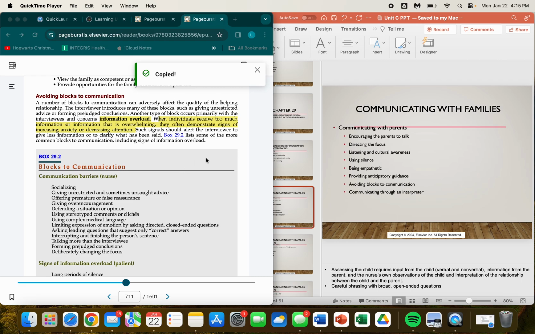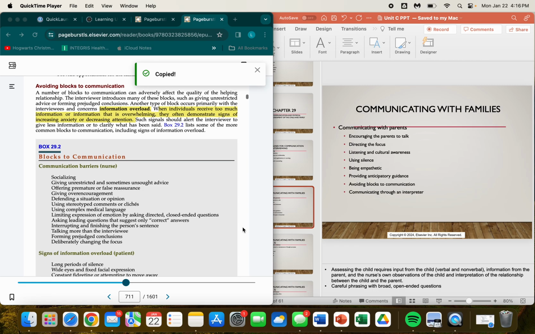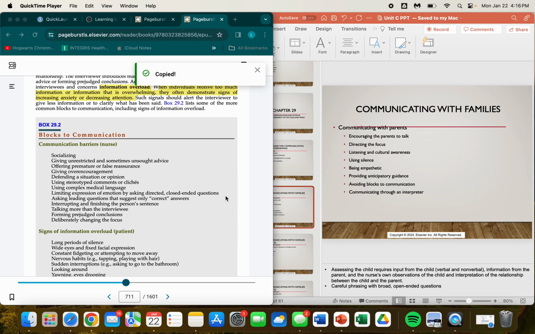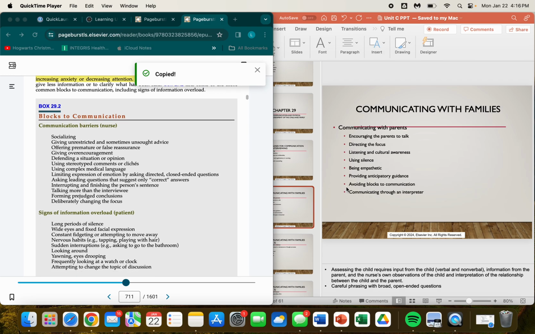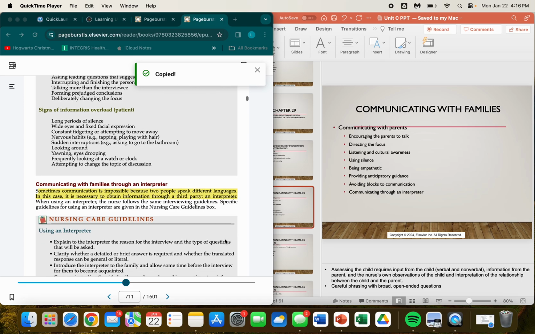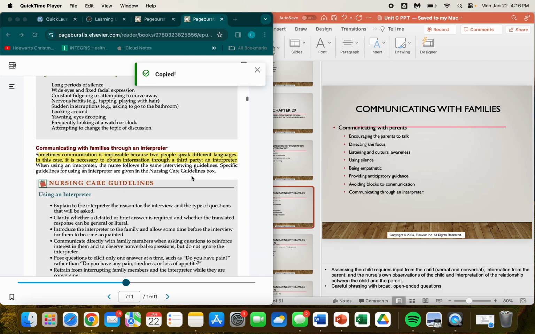And we want to avoid blocks to communication. One of the biggest barriers and blocks is giving people too much information all at once, or what we call information overload. Giving patients so much information that it's overwhelming can be very problematic. It can, A, increase their anxiety, and B, they just kind of zone out after a while, right? So we obviously want to give short, concise answers and information, and always ask, do you have questions? Those are things we can do to clarify.